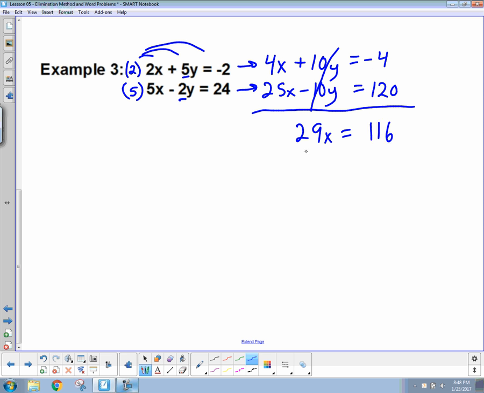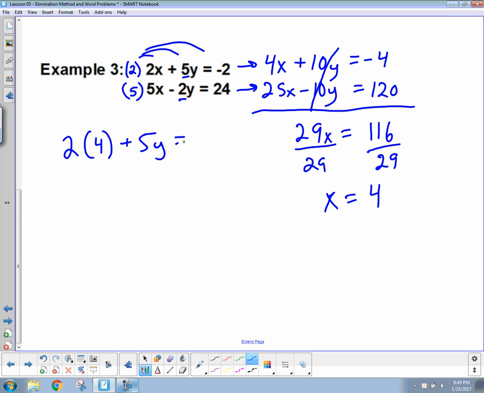Remember, we're solving for x, so we need to divide. x equals, I'm going to use my little calculator here. Nope, I hit 24 instead of 29, excuse me. 4. Remember, we're not done yet. We're going to plug this back in. I'm going to use the top equation. So 2 times 4 plus 5y equals negative 2. Excuse me. Excuse me again. I'm sorry if you have this turned up on your headphones.